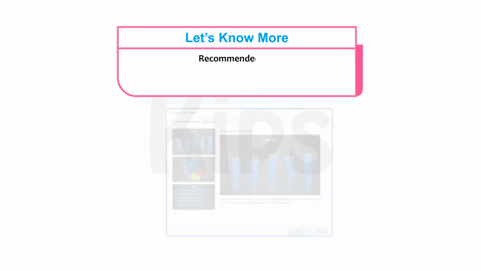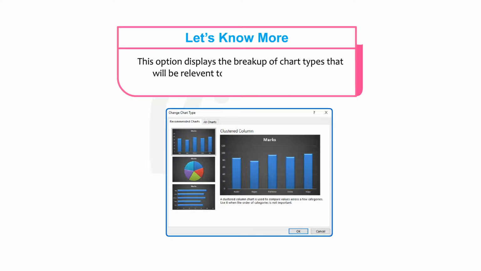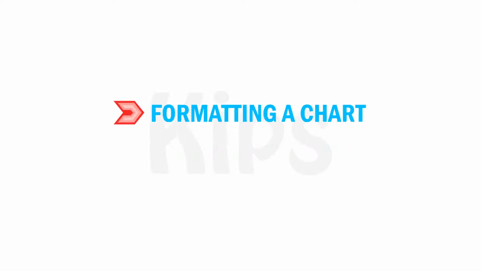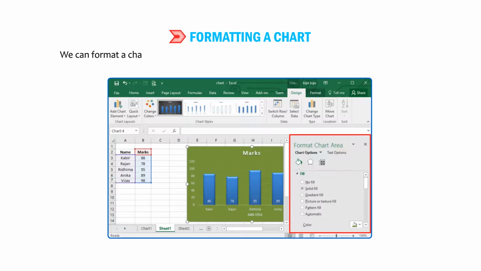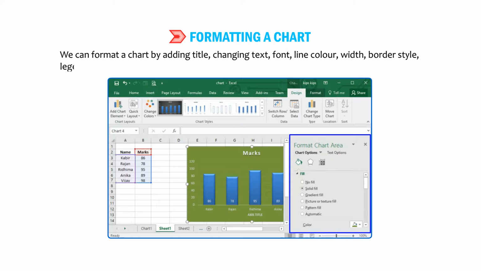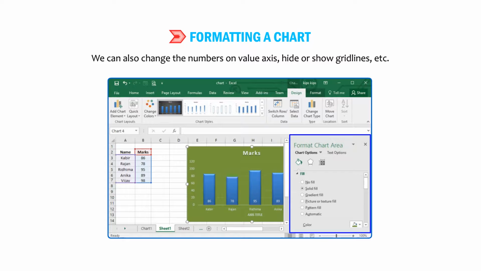Students, let's know more. Recommended charts. In Excel, the Recommended Charts button recommends the most suitable charts for your data. This option displays the breakup of chart types that will be relevant to the information you have entered in Excel. Okay, students, let us learn how to format a chart. Formatting improves the appearance of a chart. We can format a chart by adding title, changing text, font, line color, width, border style, legends, data series, and so on. We can also change the numbers on value axis, hide or show grid lines, etc.